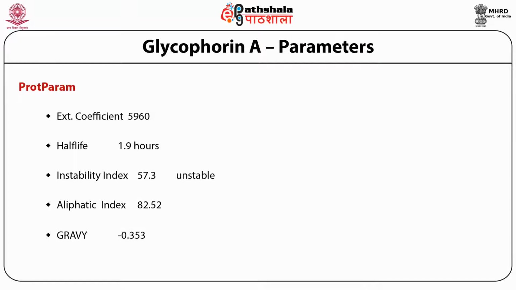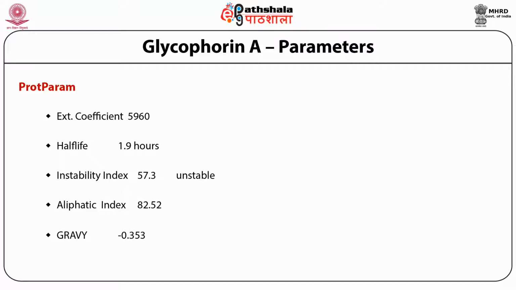For glycophorin A, we find no cysteine, no tryptophan, but 4 tyrosine residues. Therefore, the molar extinction coefficient at 280 is equal to 5960 per mole per centimeter. The ProtParam tool also reported the same.